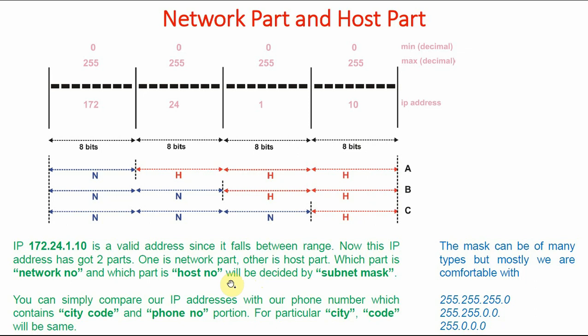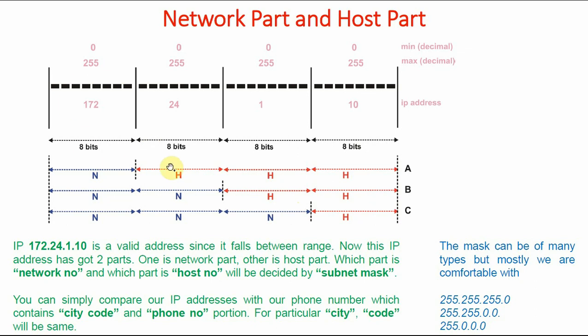Now how will we find out which portion is your network part and which portion is your host part? To find which part is the network number or host number, that will be decided by another parameter called the subnet mask. Now the subnet mask could be of many types, but mostly it will be 255.255.255.0, 255.255.0.0 and 255.0.0.0, and this is going to decide.